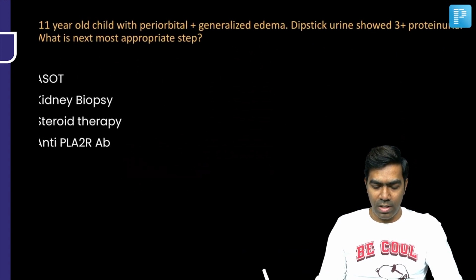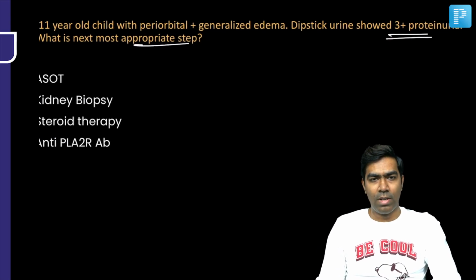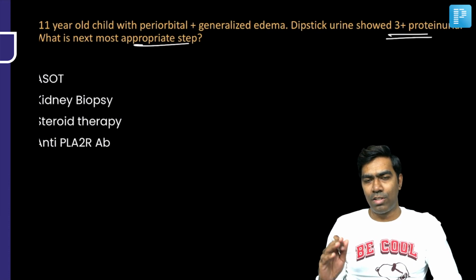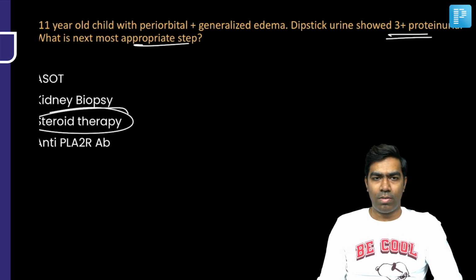Coming to question number 33, you have an 11-year-old child with periorbital and generalized edema. Dipstick shows 3+ proteinuria. What is the most appropriate step? So we know the most common cause of isolated proteinuria with edema in a child is going to be minimal change disease, and you can start with steroid therapy straight away. You can straight away start with prednisolone. Nothing more than that is required.